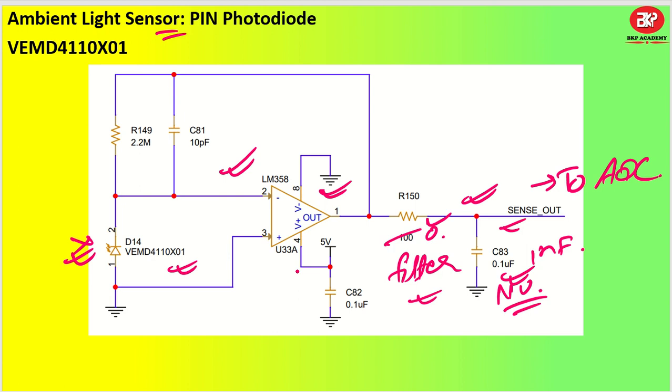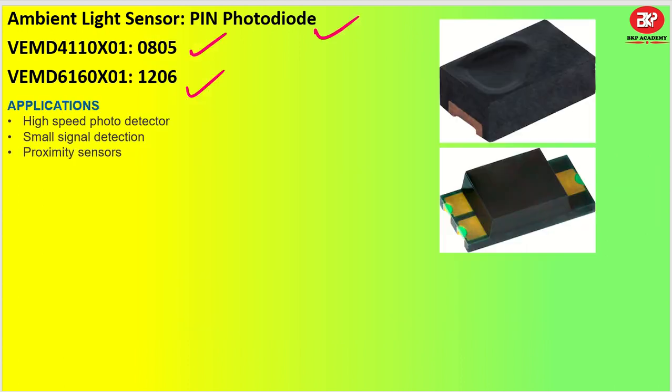If you want, you can play around with the values of this particular feedback capacitor, which right now I have taken 10 picofarad. You can go up to around 47 picofarad, or 33 picofarad is a suitable value for you. This one is the most suitable value that has been selected for this particular package and this device. So the same circuit can be utilized for this particular device also, which is the 1206 package. If you want a little bit bigger package, then you can go ahead with this.